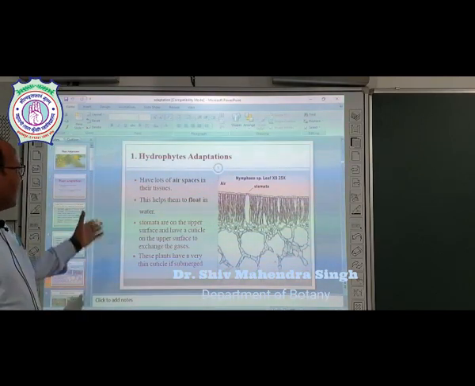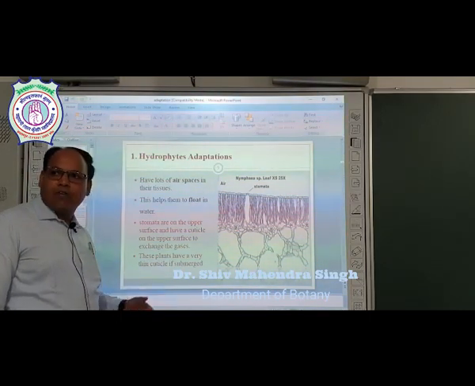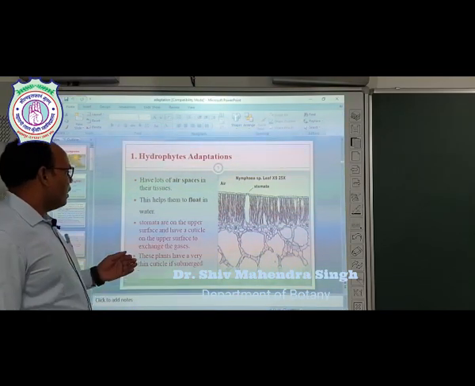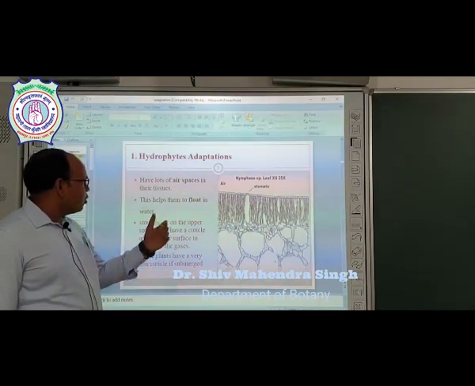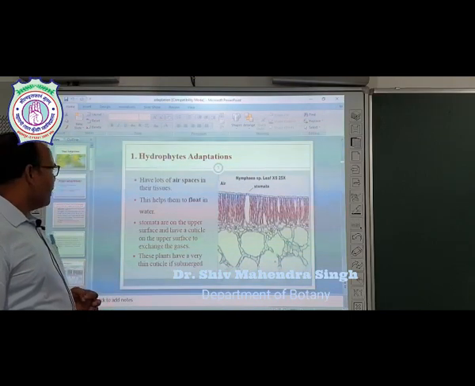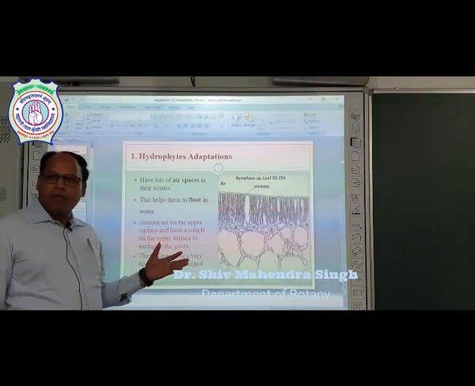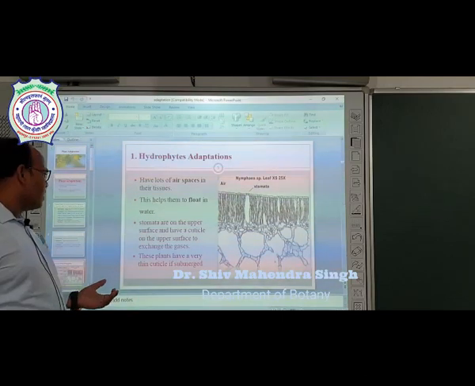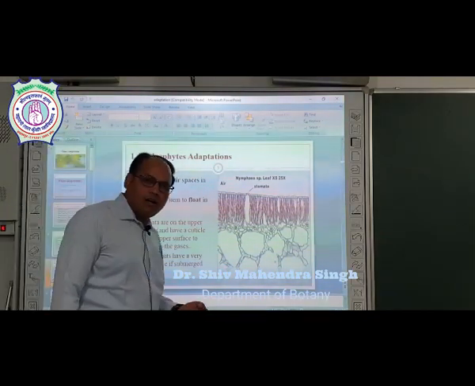Now we discuss hydrophyte adaptations. How do hydrophytes adapt themselves to an aquatic environment? They have lots of air spaces in their tissues. When we take a TS of hydrophyte leaves or stems, air spaces are seen. This helps them float and provides buoyancy to plants which grow in hydrophytic conditions. Stomata are on the upper surface, with a cuticle on the upper surface to exchange gases, and submerged parts have a very thin cuticle.